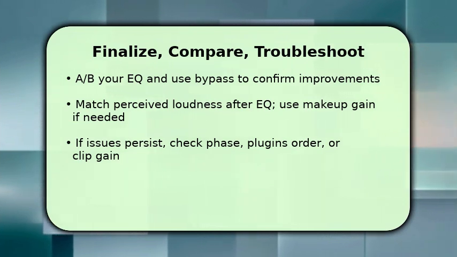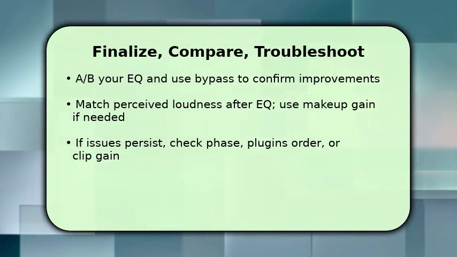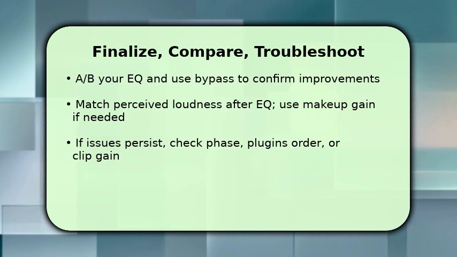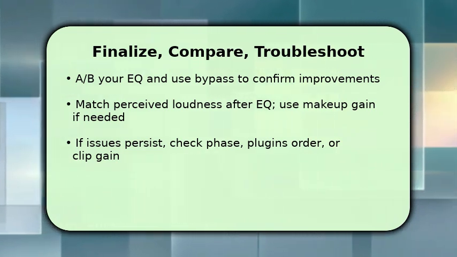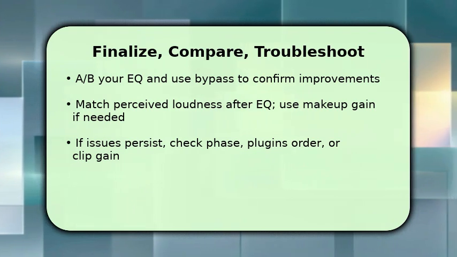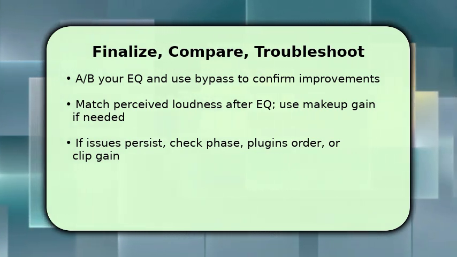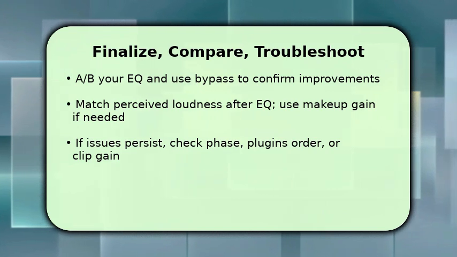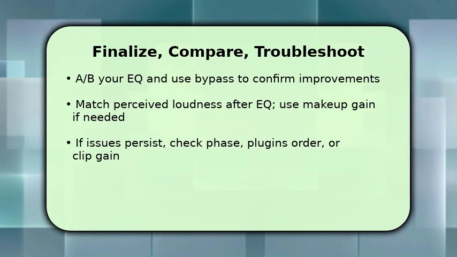Toggle bypass often so you don't mistake loudness for better tone. Once satisfied, adjust makeup gain or track fader to restore perceived level and then check the master bus. Render a short section and listen on multiple systems. If something sounds off, check phase relationships, plug-in order, or clip gain staging. These are common causes. Remember to save a preset of your settings for reuse and consistent results.